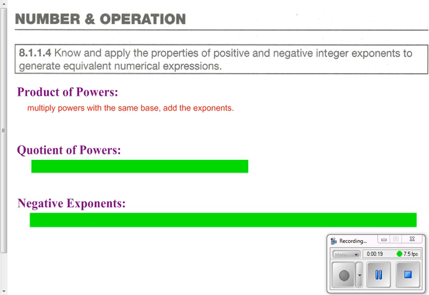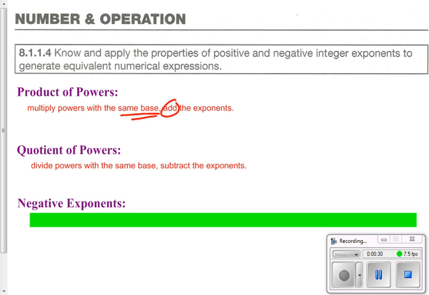to multiply powers with the same base, you add the exponents. They have to have the same base. When they have the same base, you add exponents. Quotient of powers. Quotient means divide. So divide powers with, again, the same base. You will subtract the exponents.